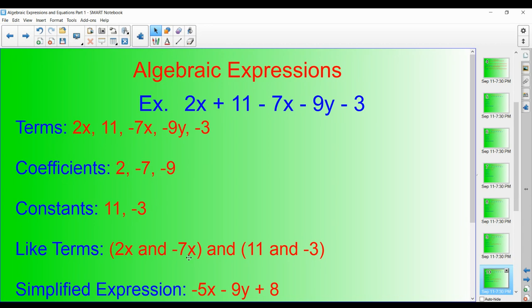So I combine then 2x and negative 7x to get negative 5x. The negative 9y doesn't have any like terms, so it just stays negative 9y. And 11 and negative 3 become 8. And normally put in this order because we put it in alphabetical order and constants go last. That's just traditionally how we've always done it.